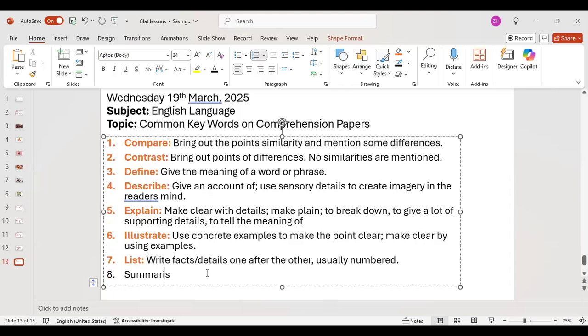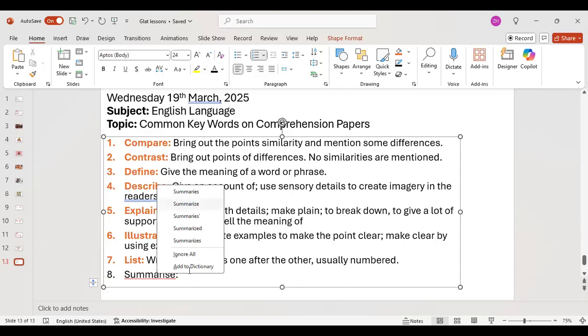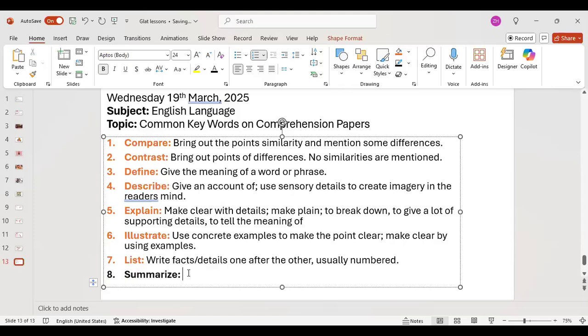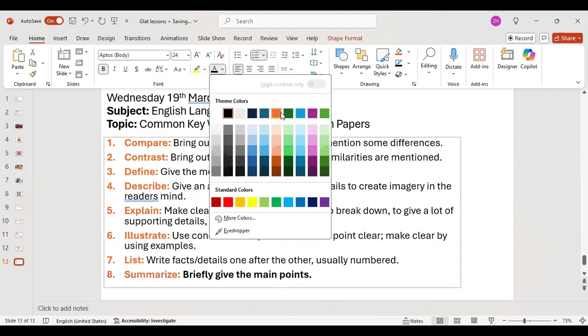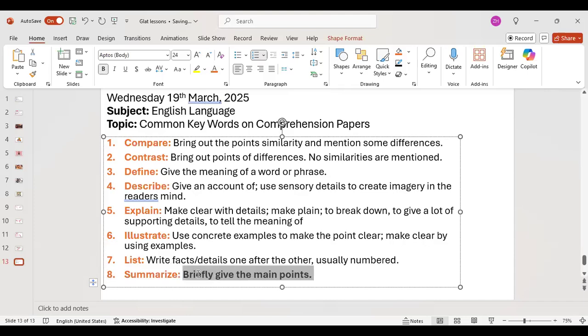Summarize. What does summarize mean? Basically, give a shorter version. Yeah, just give a shorter version. So they want you to briefly give the main points, no supporting details, just the main points. Right? Summarize. Briefly give the main points.